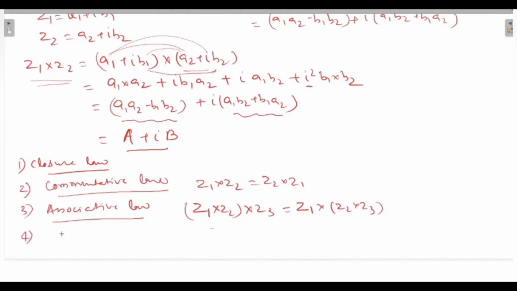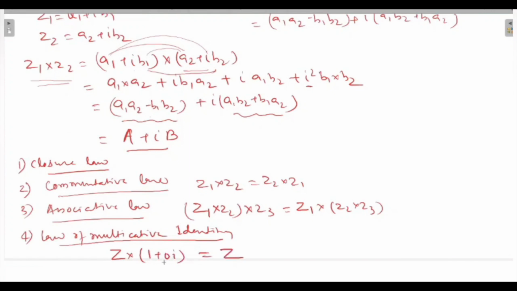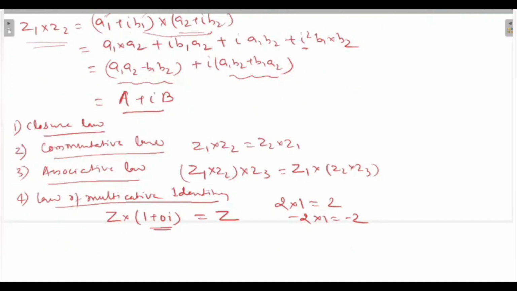Fourth is called the law of multiplicative identity. It says that there exists a complex number such that if I multiply it with another complex number, I'll end up with the same complex number. So z into 1 plus 0i gives z itself. It is essentially talking about the existence of 1. We know that if you multiply any number with 1, you end up with the same number, and that is what the law of multiplicative identity tells you.